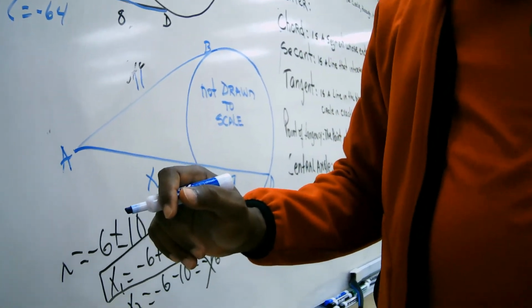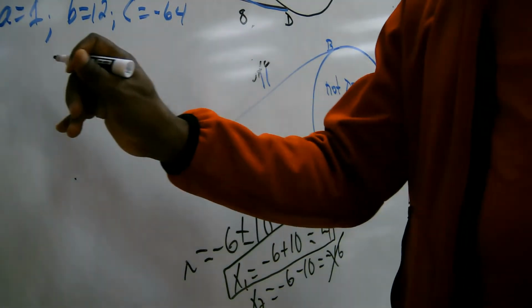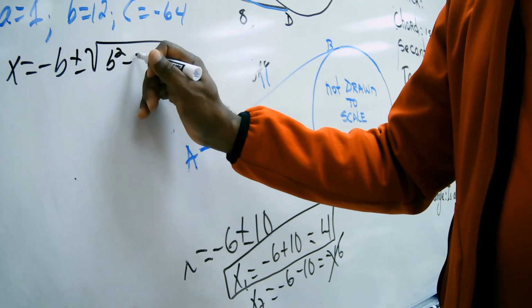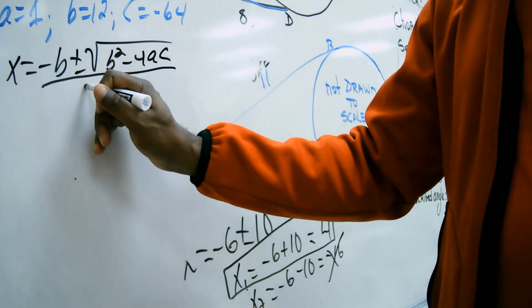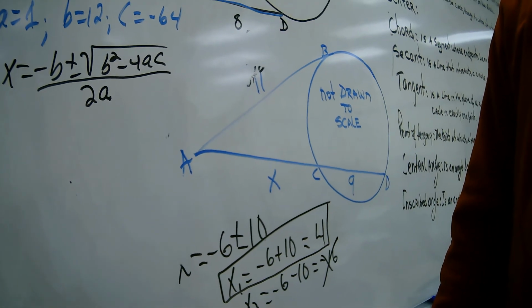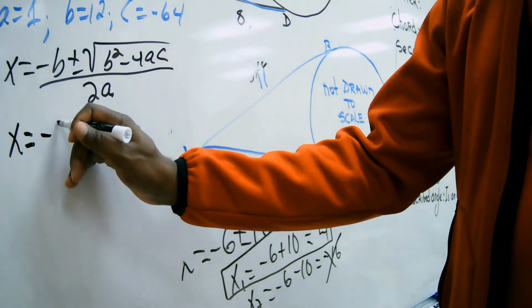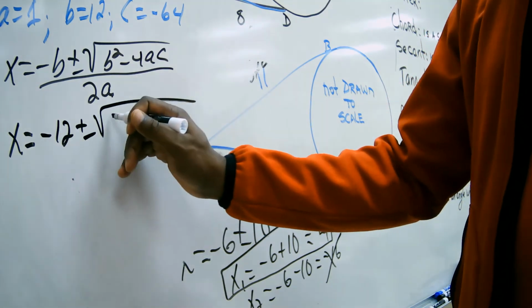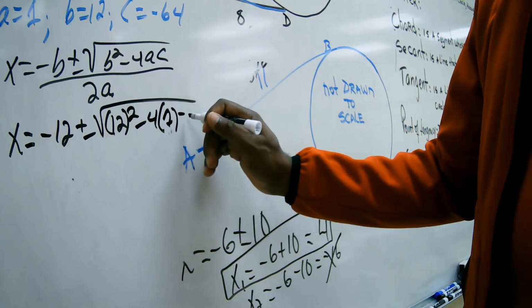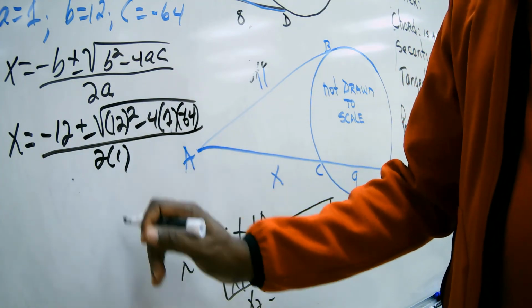Then we can enter this in the quadratic formula. By now you should know what it is. It is x equal to negative b plus or minus the square root of b squared minus 4ac, over 2a. Remember that I have a lesson already created on this. You can do your due diligence and look up those lessons. That will be minus 12 plus or minus the square root of 12 squared minus 4 times 1 times negative 64, which is c. Everything is over 2 times 1.